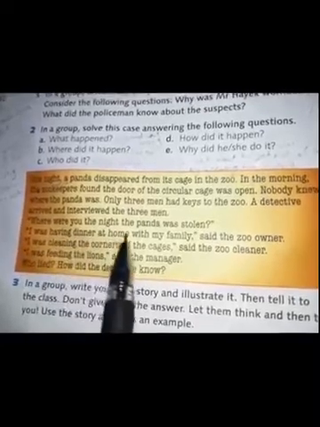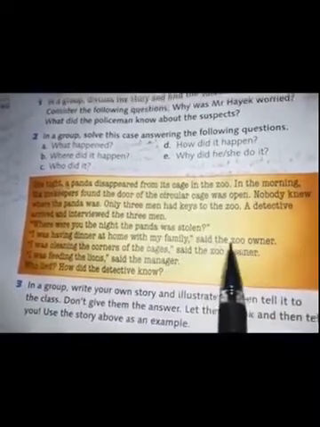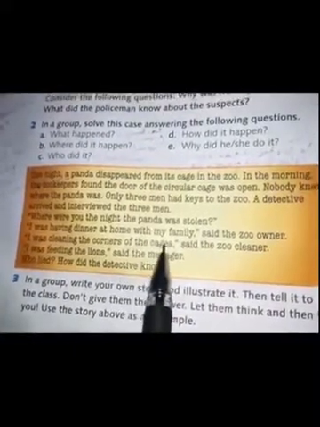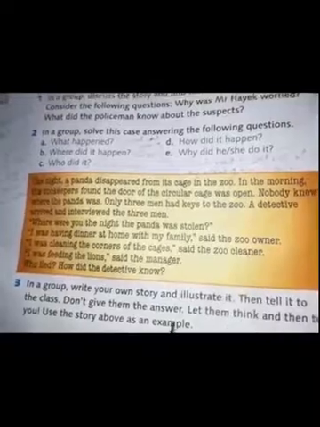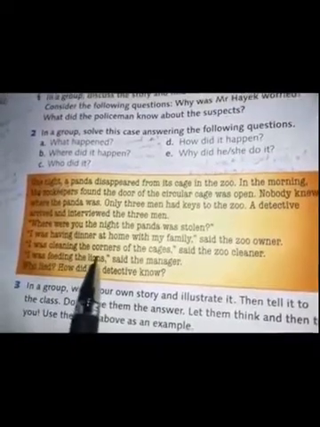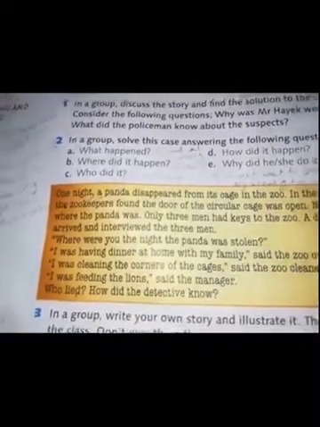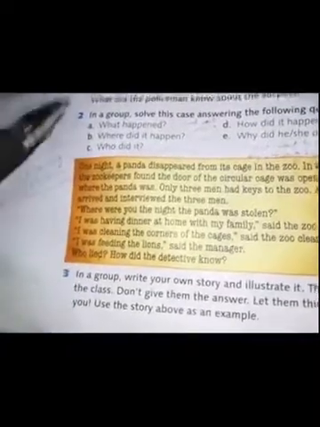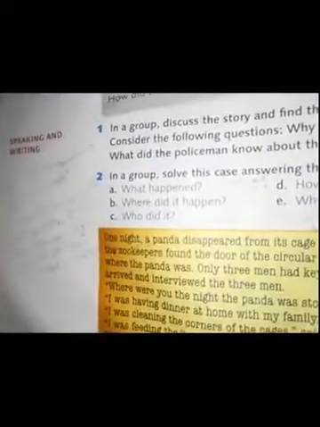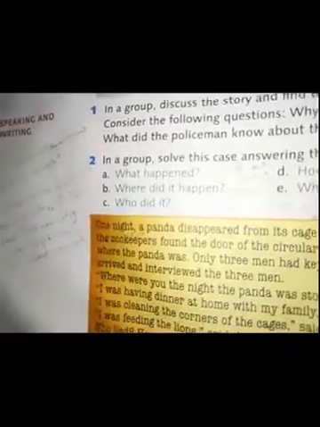"I was having dinner at home with my family," said the zoo owner. "I was cleaning the corner of the cage," said the zoo cleaner. "I was feeding the lion," said the manager. Who lied? How did the detective know? Let's start with doing this exercise first. What happened? A panda was missing. B. Where did it happen? In the zoo. C. Who did it?